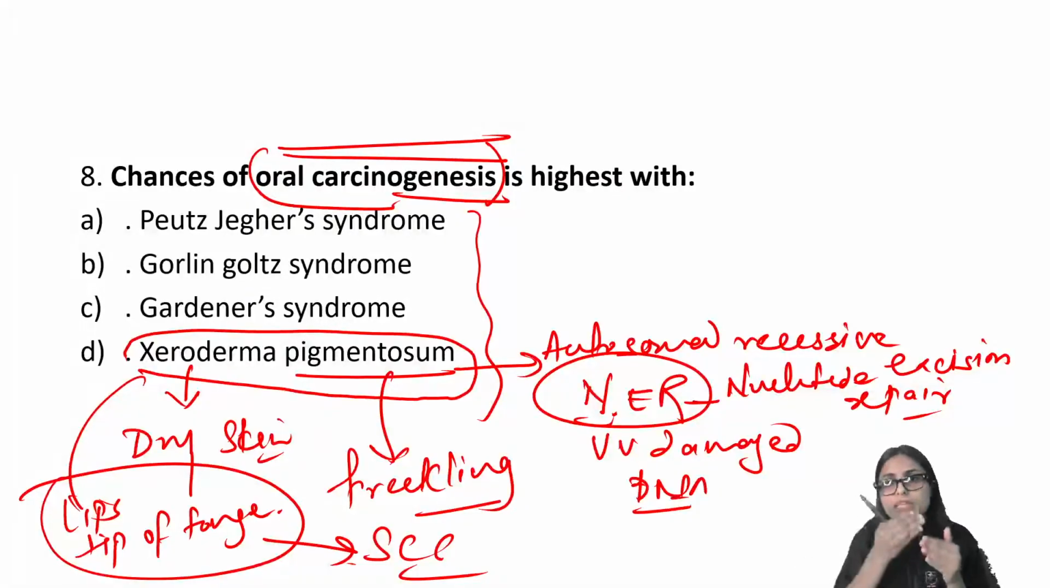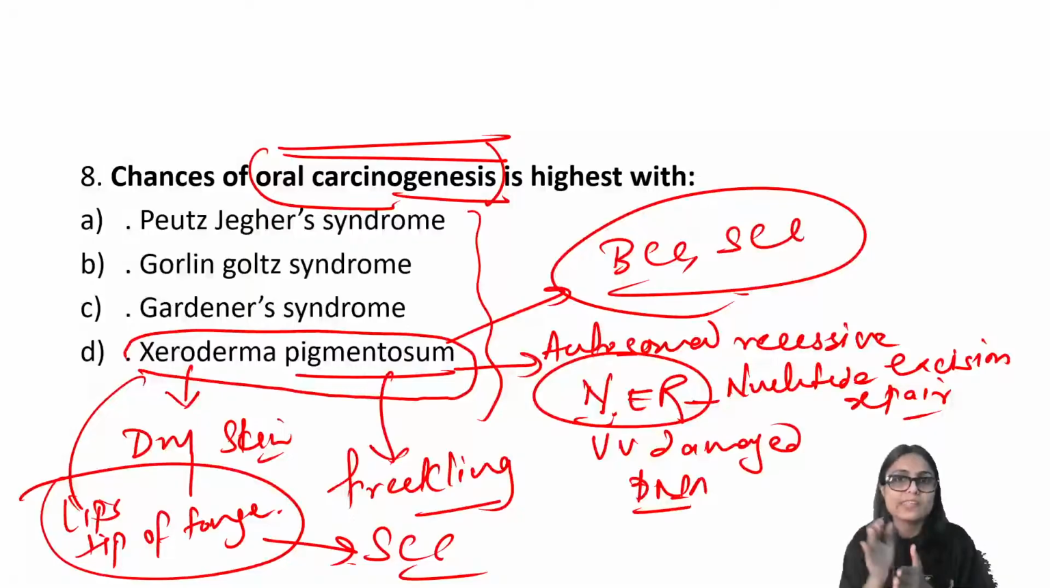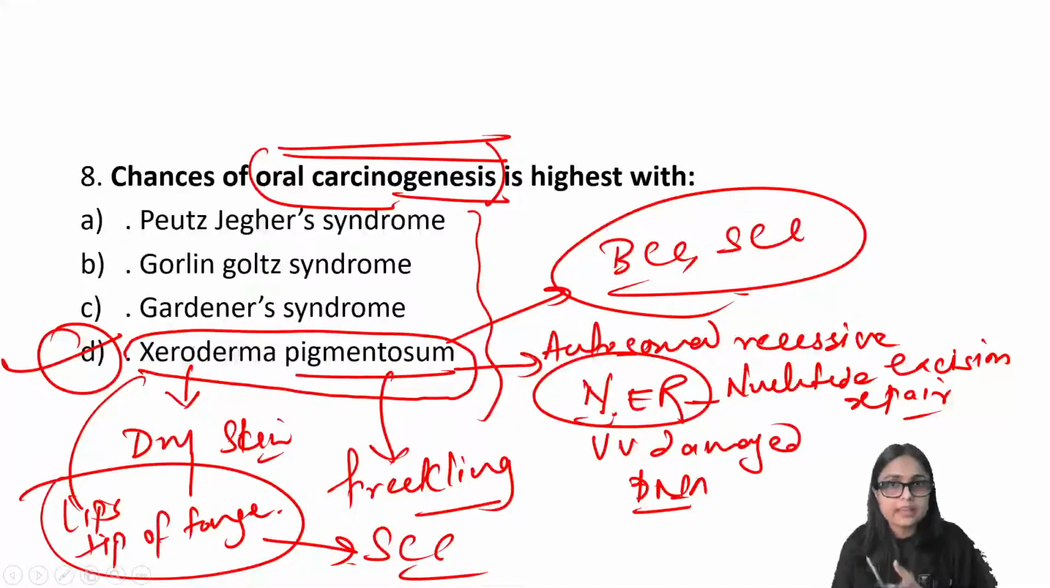Okay, and apart from the lips and tip of the tongue, the skin cancers, you have BCC, SCC seen in this condition. Okay, so skin cancers, oral cancer. So the final answer to this question, chances of oral carcinogenesis is highest with xeroderma pigmentosum. So UV, sun exposed areas, whatever are there, are more prone to SCC, squamous cell carcinoma, in this xeroderma pigmentosum. All right, I hope this is clear.